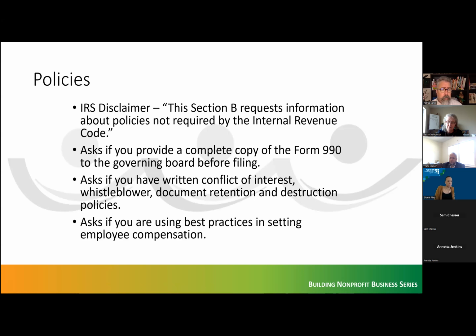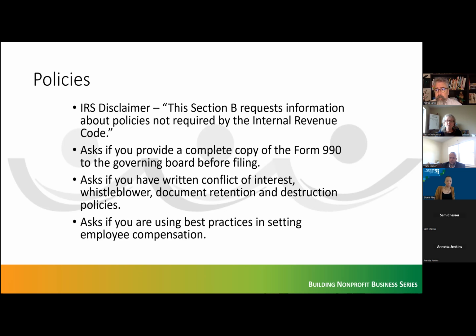On the policy section, this section B asks you about policies that are not required by the IRS. However, just because the IRS doesn't require these policies does not mean that you shouldn't have them. Like I said, it asks about you providing a complete copy of the 990 to the board before filing. It doesn't say that the board has to approve it, but they should see it before you actually file it, and being able to say yes, they at least saw it, you want to be able to check that box.